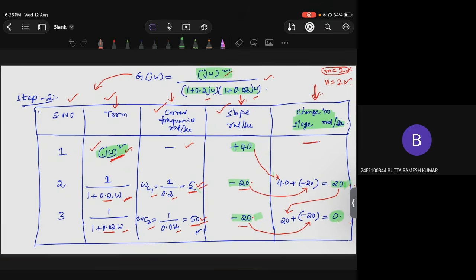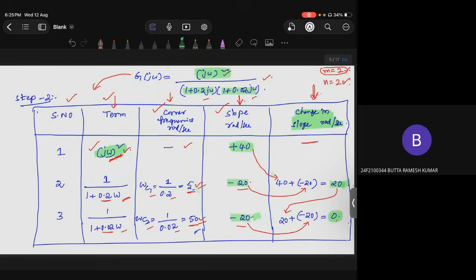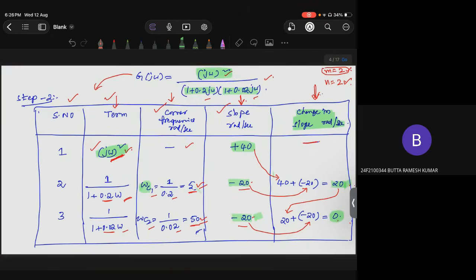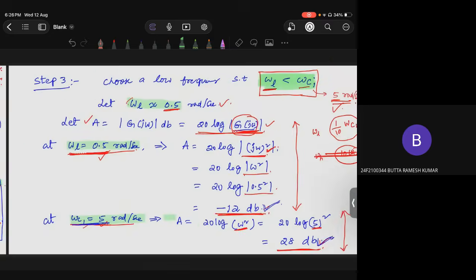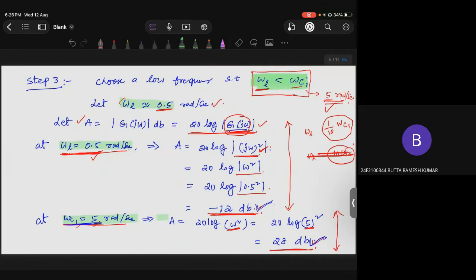Once we have this, we will choose some lower frequency, because from here we have omega C1 and omega C2. First we'll choose a frequency which is less than omega C1. Here omega C1 is 5. We choose some frequency, 0.5, which is very much less than 5. Then we calculate the magnitude A.